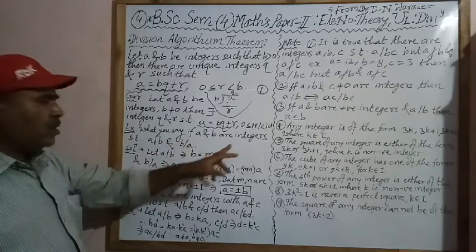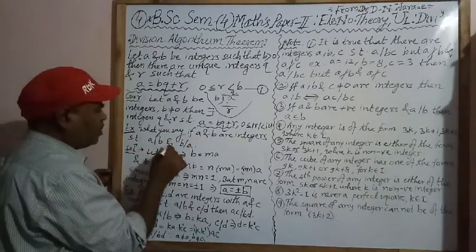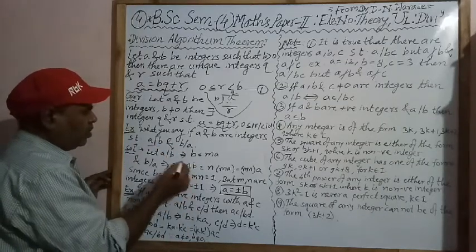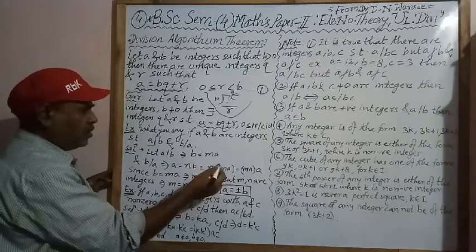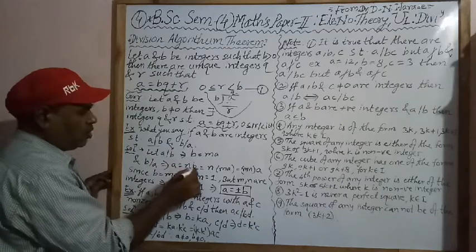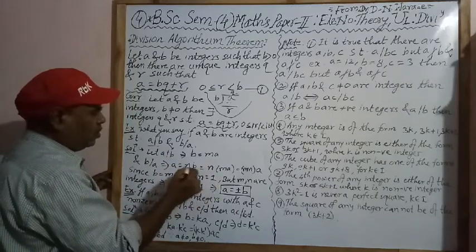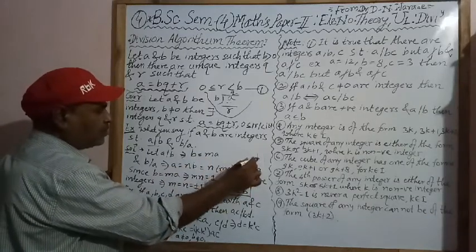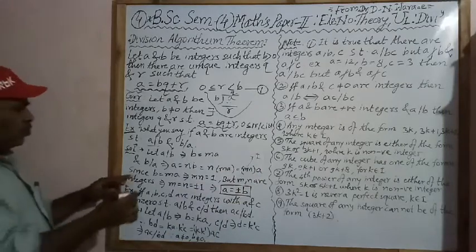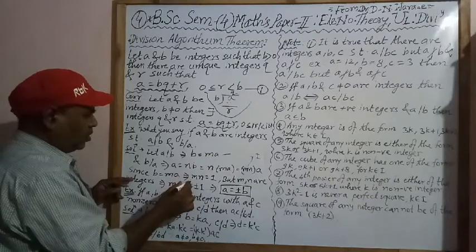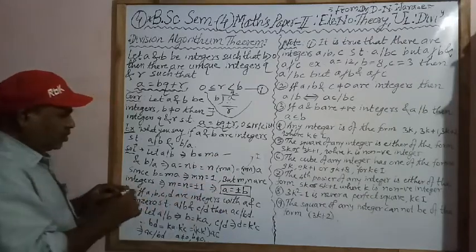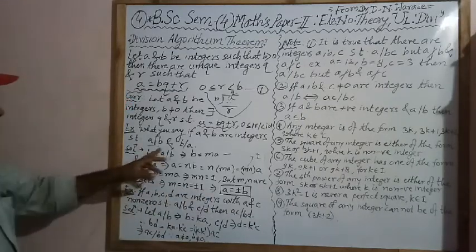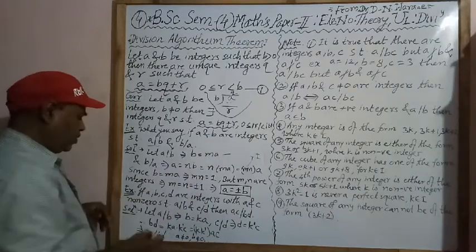Show that if a and b are integers such that a divides b and b divides a, then a equals plus or minus b. Suppose a divides b, then by definition of divisibility we have b equals ma. Also b divides a, therefore a equals nb. Now a equals nb, put the value of b equals ma, therefore a equals mn times a, where mn is some integer. Since a is not zero, mn equals 1, but m and n are integers, therefore m equals n equals plus or minus 1. Therefore a equals plus or minus b, which is the conclusion.